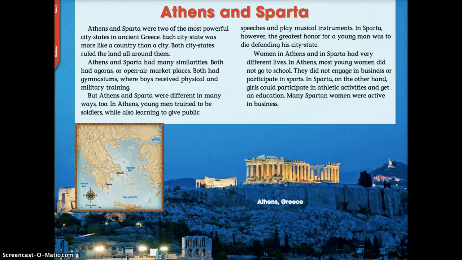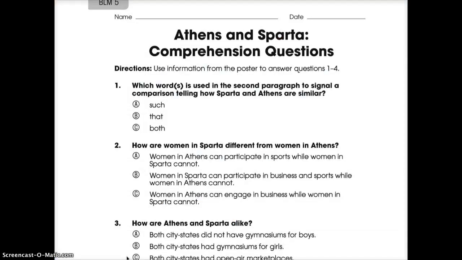Okay, so now let's look at our BLM 5, or the Athens and Sparta comprehension questions. Let's look at the first question. Which word or words is used in the second paragraph to signal a comparison telling how Sparta and Athens are similar? So we have to ask first, what is the question asking us to do? Is it asking us to make an inference? Is it asking us to draw a conclusion? What strategy are we going to use?